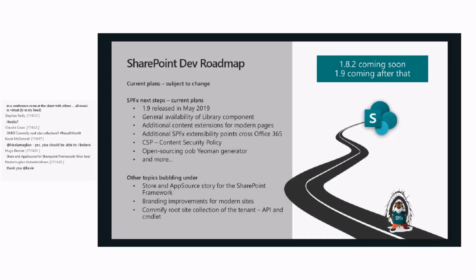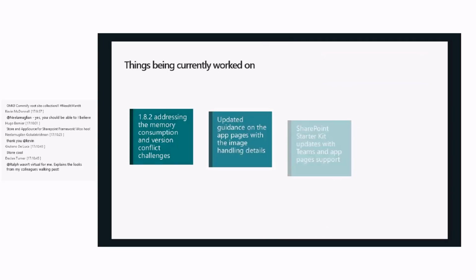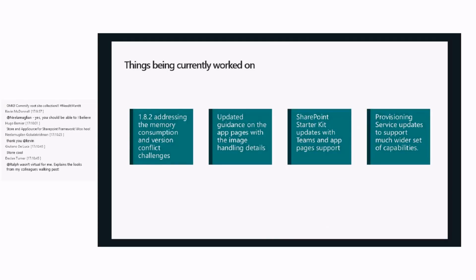And I think I had one more slide before we move on. Things we are currently working on, like I said, 1.8.2 is the short-term update coming relatively soon, addressing memory consumption and conflicts and all of that. The IM window chat was a good reminder, like the React 16.8 support. It is actually supported, but we haven't documented that. Updated guidance on the app pages with the image handling details, so how to handle and include your own images for the app page experiences within the page layout UIs. More details on that one coming later.